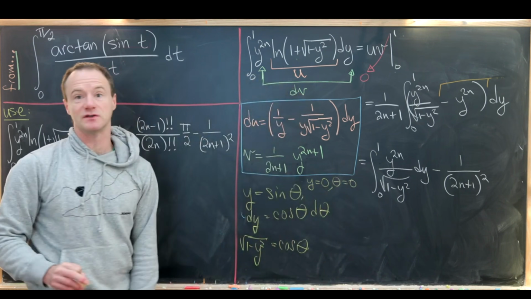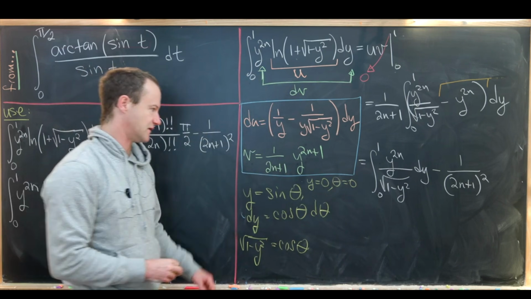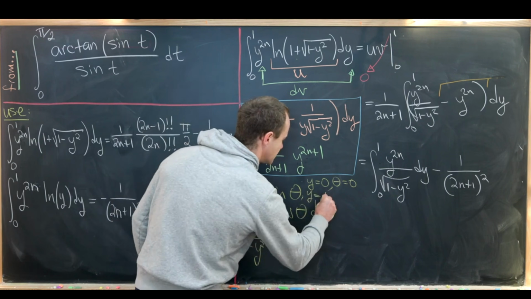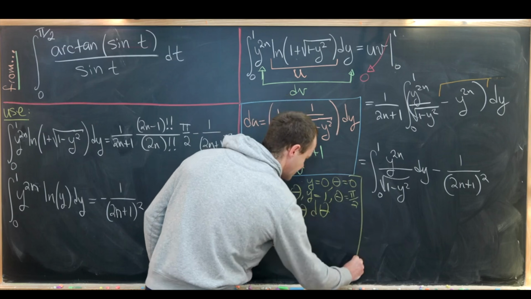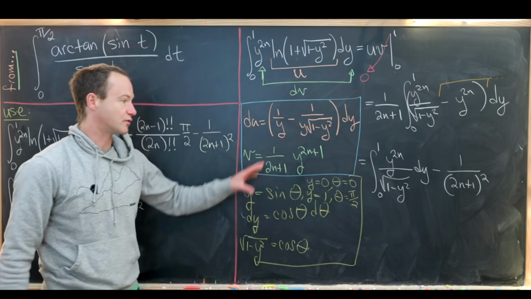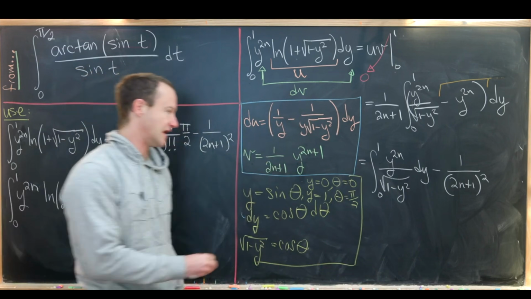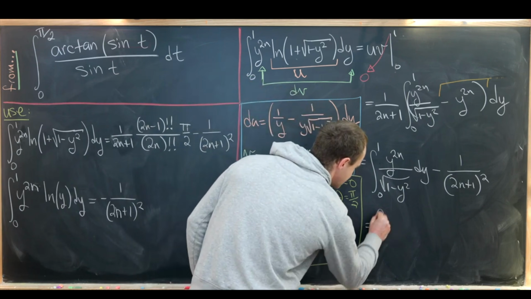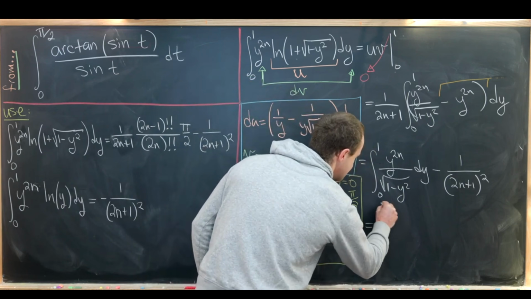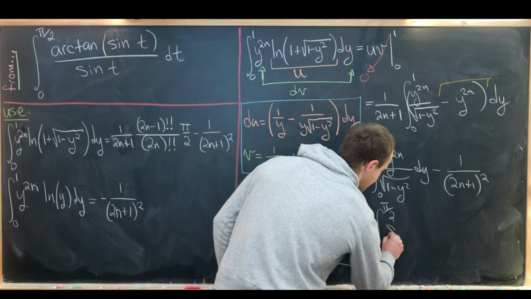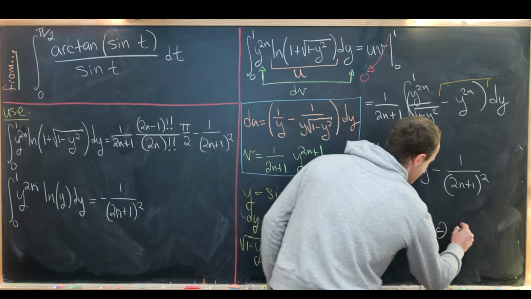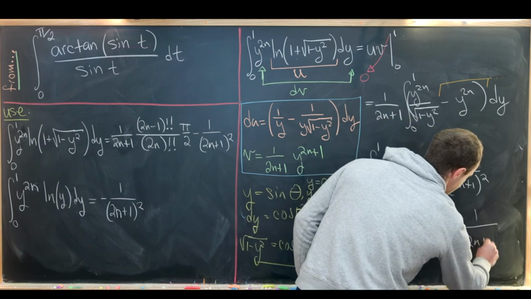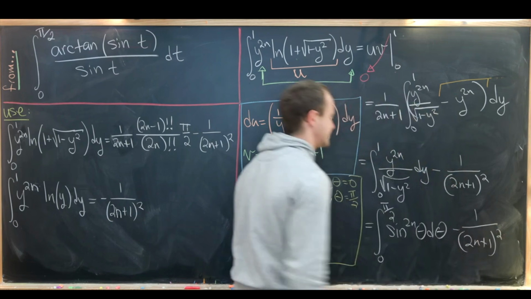So that's how the bottom bound of integration changes. And then if y is equal to 1, theta is equal to pi halves. So that substitution will allow us to rewrite our y integral as a theta integral. That'll leave us with the integral from 0 to pi over 2 of sine to the 2n theta d theta minus 1 over 2n plus 1 all squared.